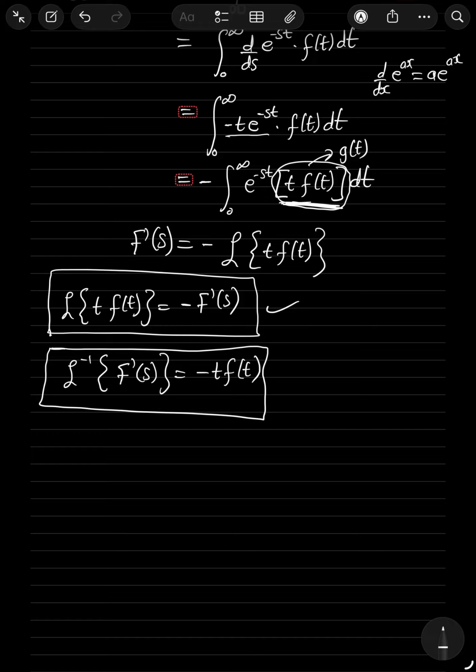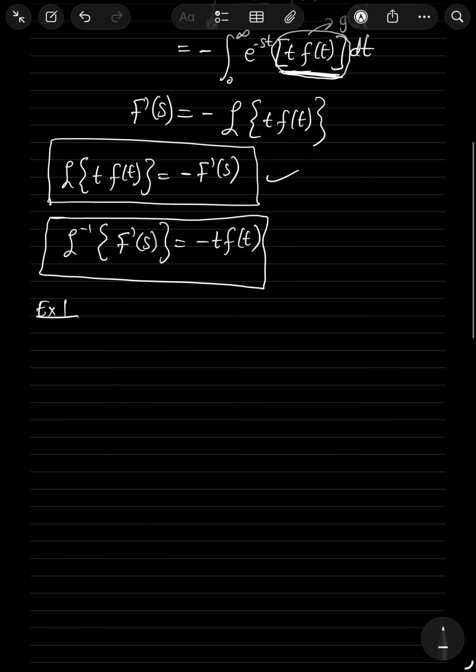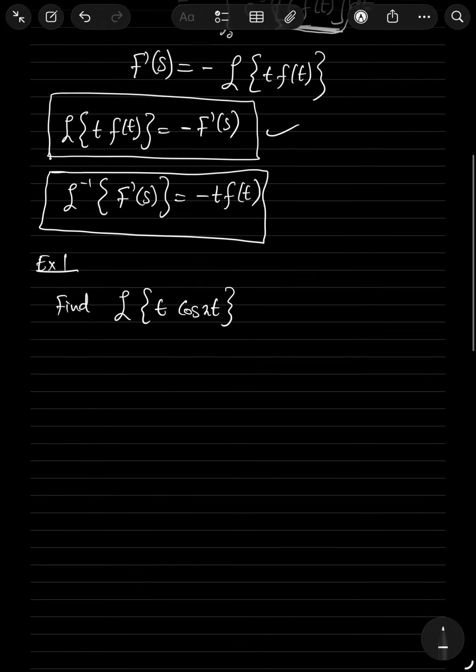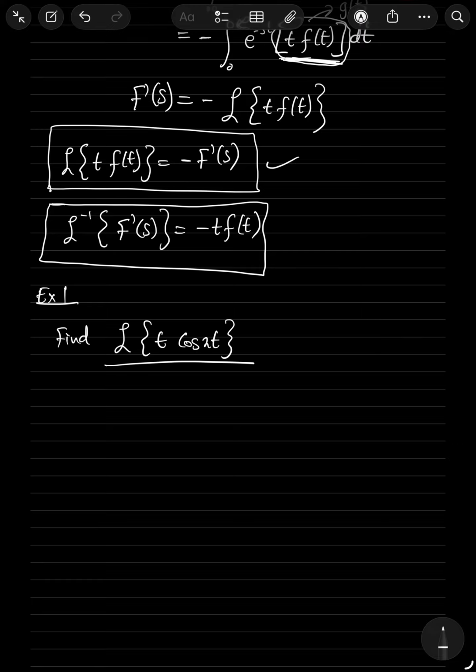So let me go through a simple example with this one, where we are going to apply these two. Example 1. Let's say we are tasked to find the Laplace of t cos 2t, right? First of all, you can see that this is the same as this, so we are going to use the first equation, because we are given this is the same as this.